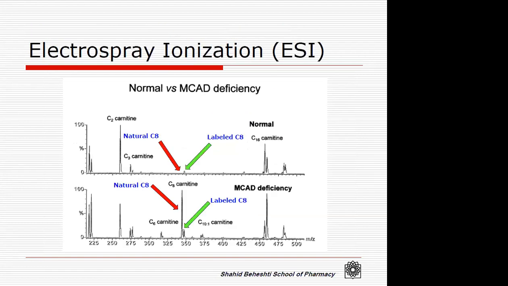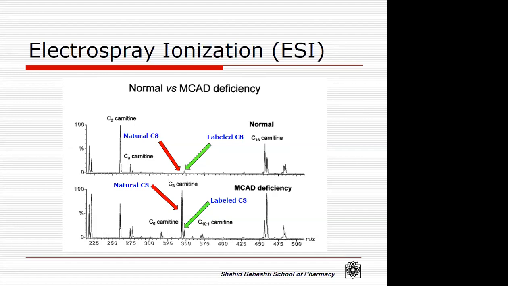This is another example of a metabolic disorder, which is called MCAD, medium chain fatty acid disorder. Again, we have the normal case here, the healthy baby on top, and we have the pathological case at the bottom. On top, you have a mass spectrum, and as you see, the labeled C8, that means a fatty acid with 8 carbon attached to the carnitine. We call it C8.